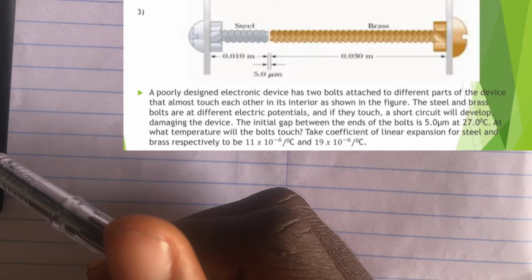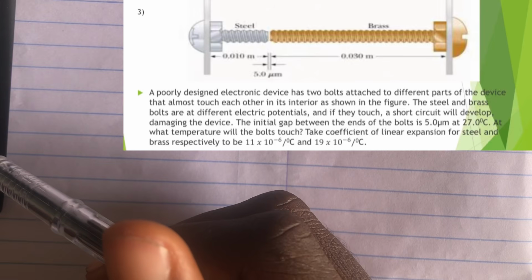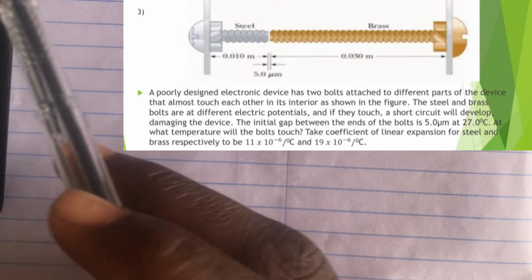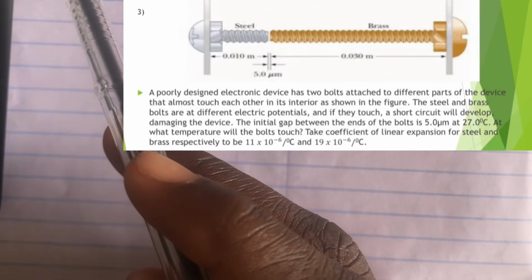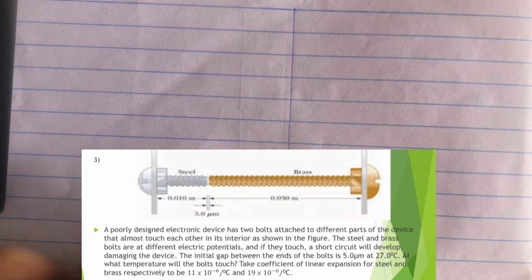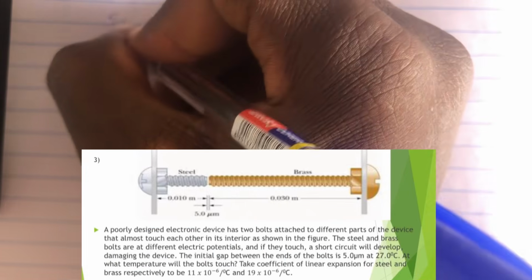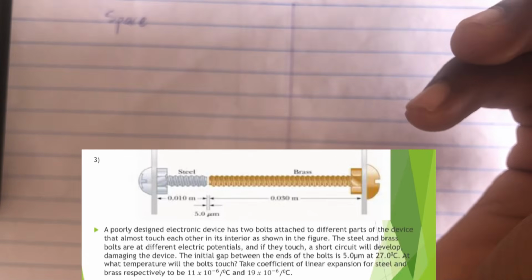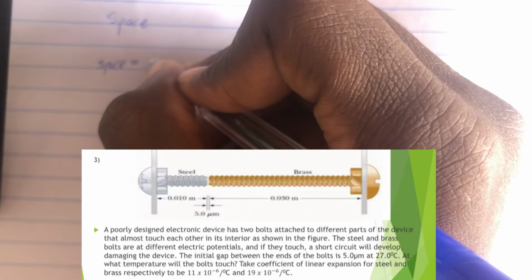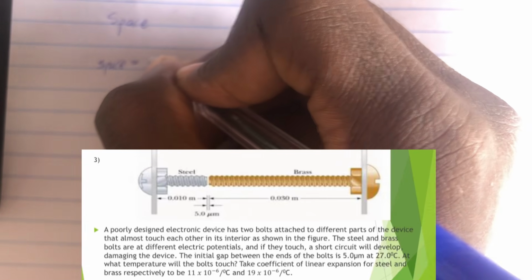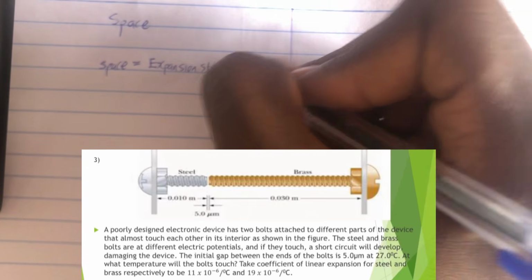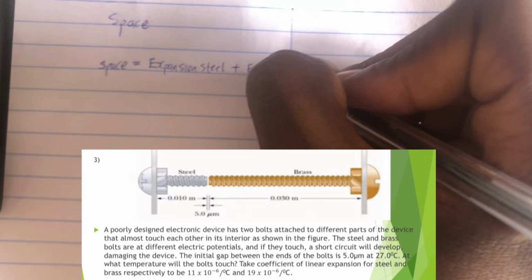For us to find the temperature, you should know that as they expand, the length by which brass expands and the length by which steel expands is what is going to occupy that space. So we can say the space, that 5 micrometers, is going to be the expansion of the steel plus the expansion of the brass.